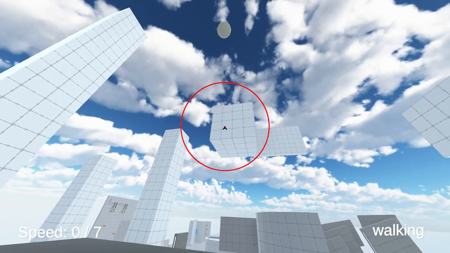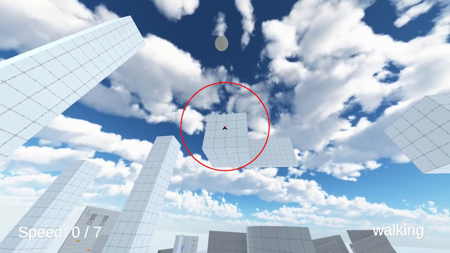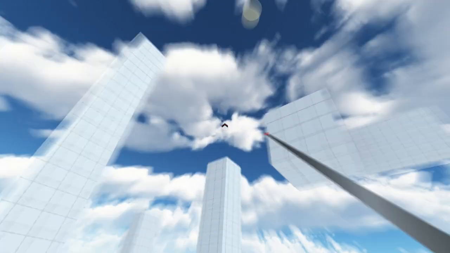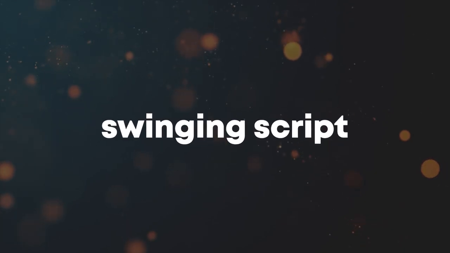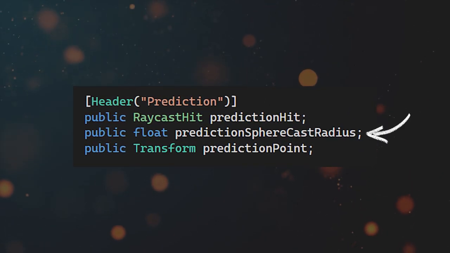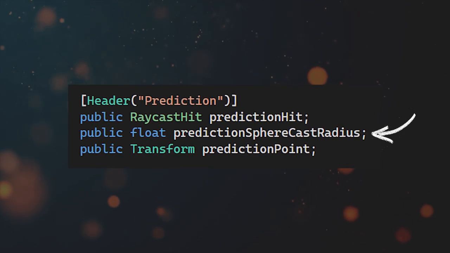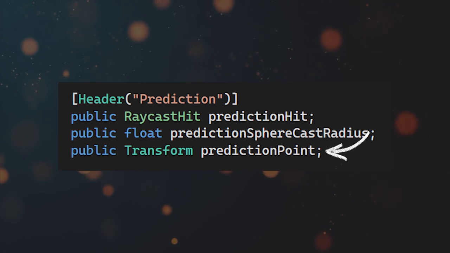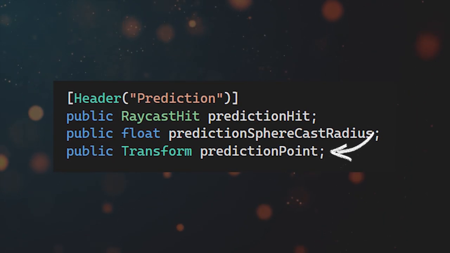However, if the player directly aims at the object, we want to use a normal raycast again, because that's a lot more accurate. So go back to your swinging script and create a raycast hit variable to store the prediction hit, as well as a float to define the radius of the sphere cast. Also, let's have a transform for this red prediction point in order to visualize all of this.